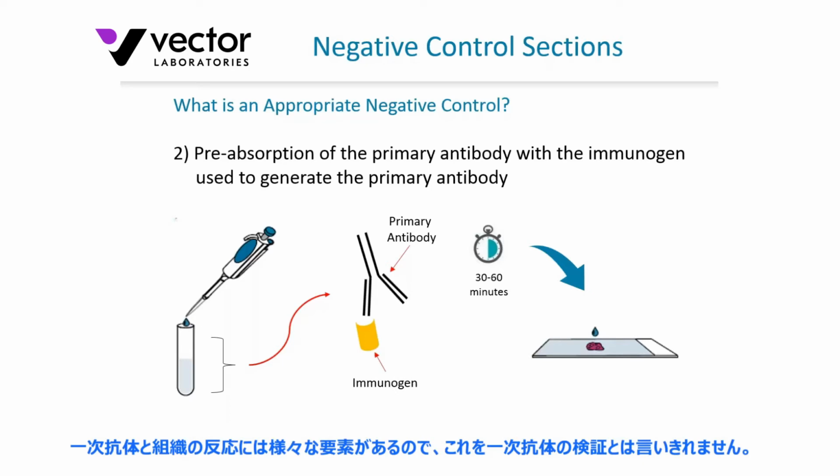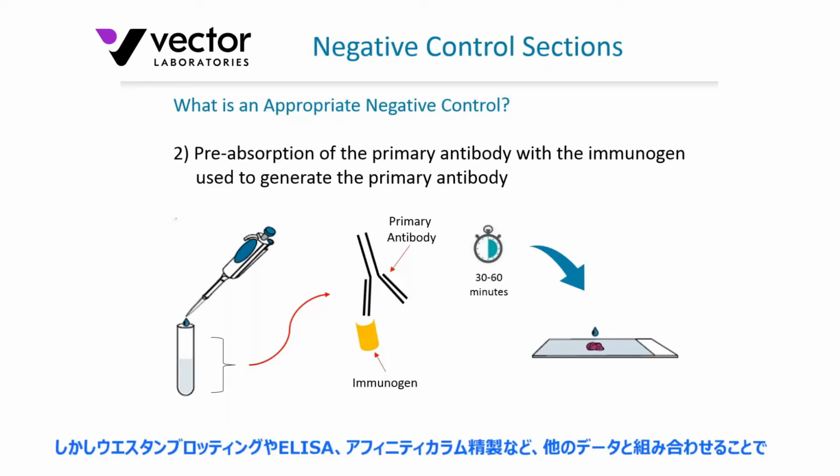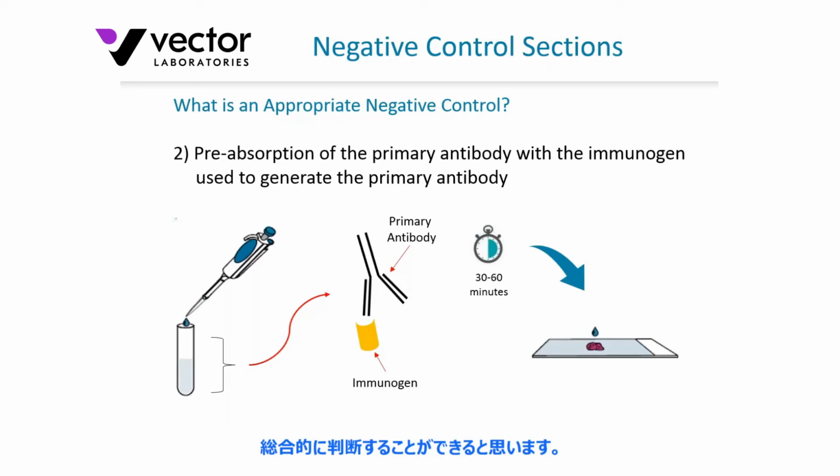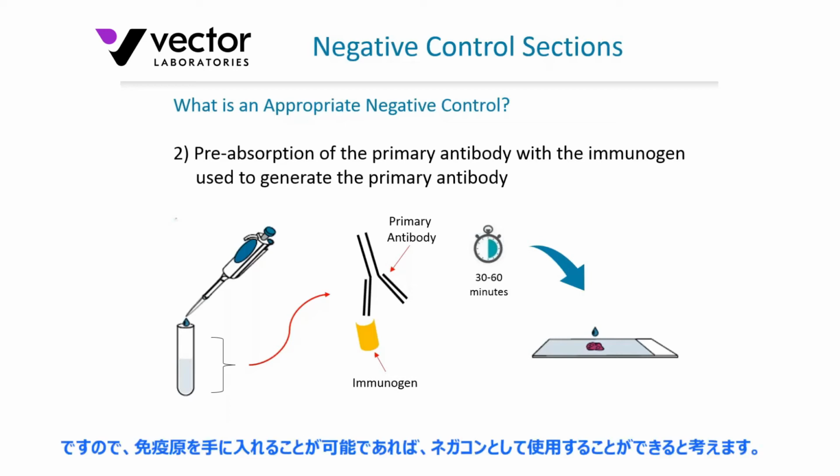But this in itself is not supposed to be validation of the primary antibody. This is not an experiment in a vacuum. This is supposed to be done in combination with other data, whether it be a Western blot or other validation data, ELISAs, column affinity purification, that has something behind it that you can use in combination with this negative control. Use those together to show an absence of staining. So if it's possible to get the immunogen, maybe as a synthetic peptide, that might be better, or a more valid option, you can certainly use this as a negative control.